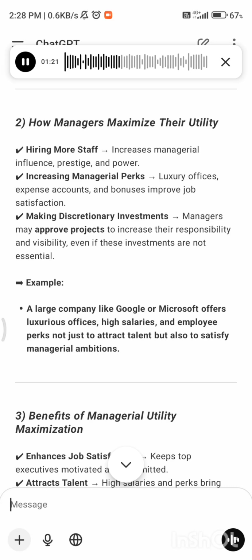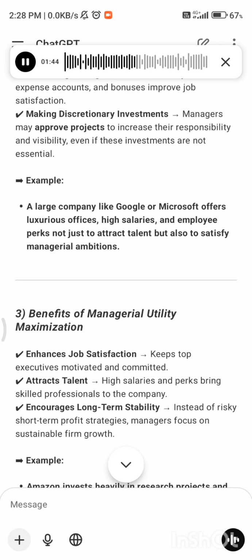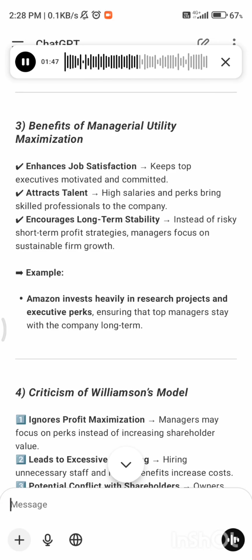Making discretionary investments. Managers may approve projects to increase their responsibility and visibility, even if these investments are not essential. Example: a large company like Google or Microsoft offers luxurious offices, high salaries, and employee perks not just to attract talent, but also to satisfy managerial ambitions. Benefits of managerial utility maximization: enhances job satisfaction, keeps top executives motivated and committed. Attracts talent: high salaries and perks bring skilled professionals to the company.